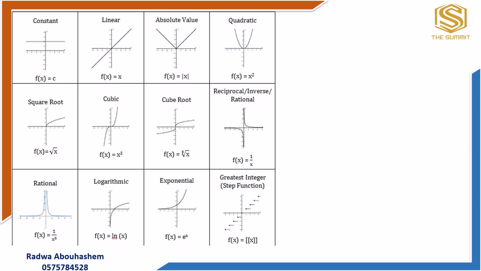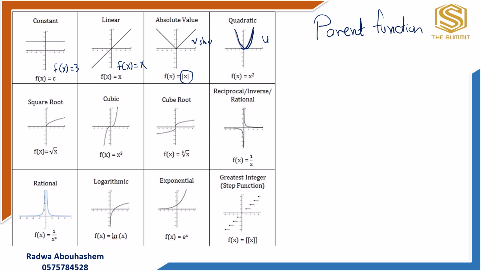Here is the part on the parent functions. These are the parent functions that we do most of the transformations on. You have to know the shape and the symbol for each. So this is the constant function, for example, f(x) equals 3. This is the linear function, f(x) equals x. Here's the absolute value function, f(x) equals the absolute value of x. The quadratic, this is the shape of it, the parabola. This is a V shape, this is like a U. f(x) equals x to the power 2.